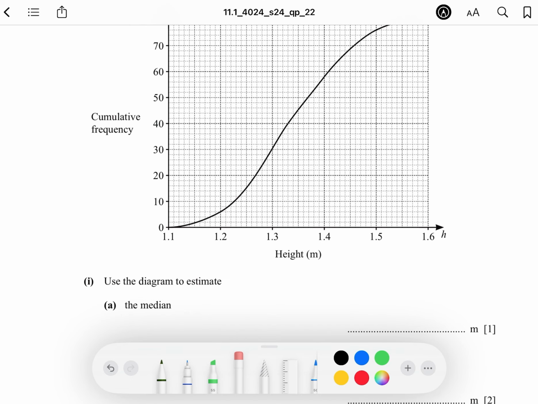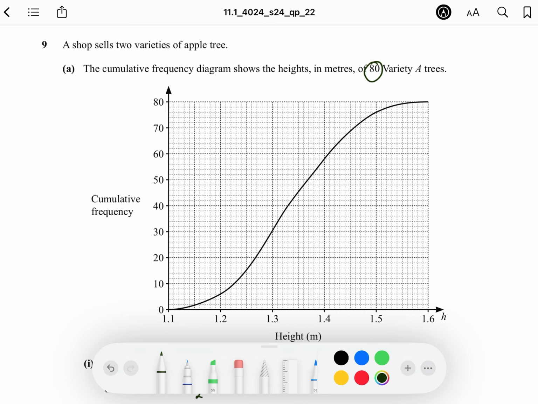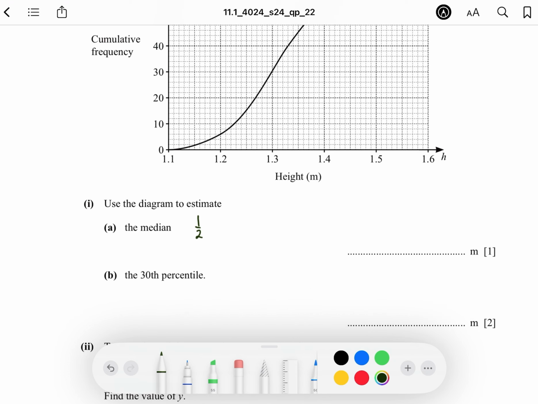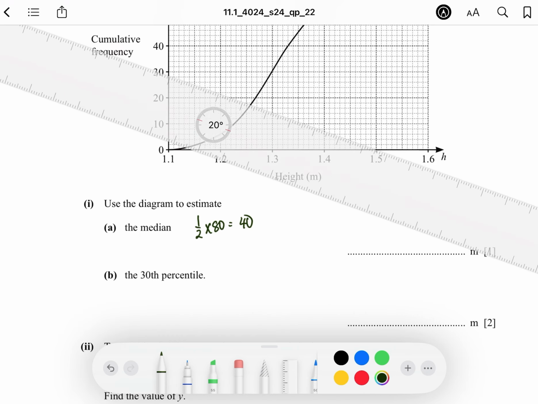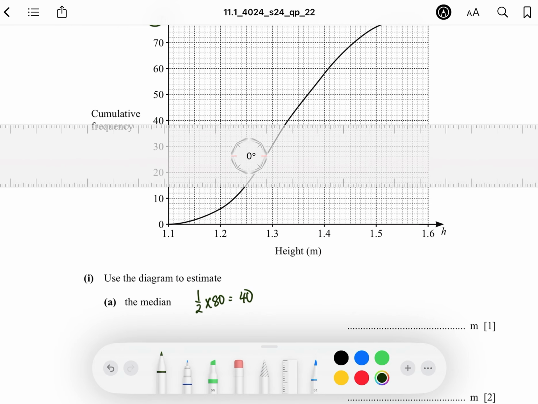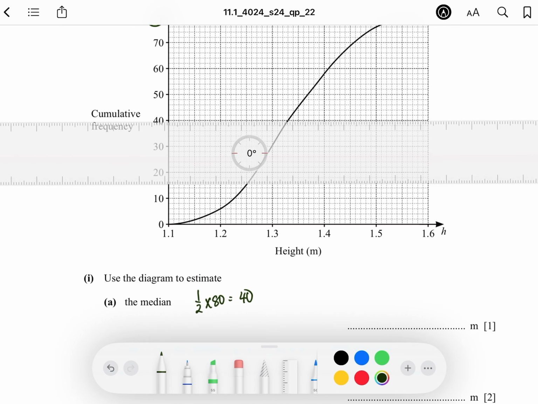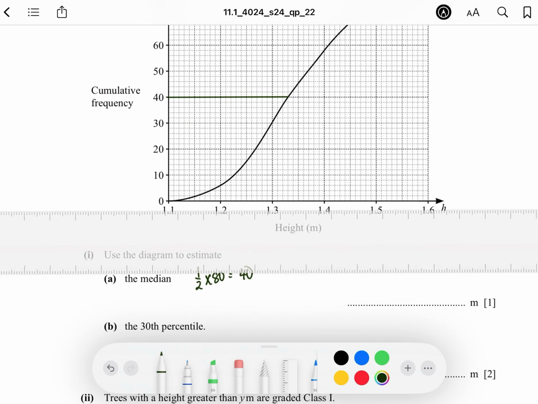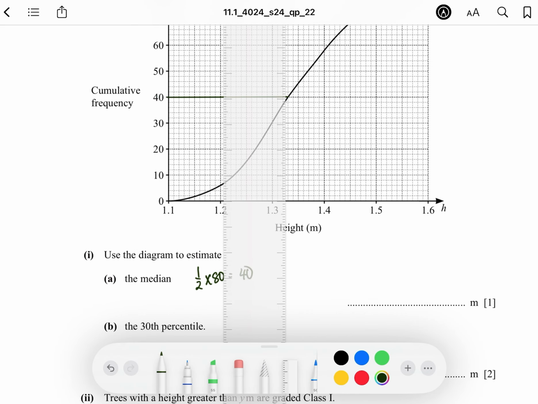So half of what? You need to calculate half of the total frequency, which is 80, which is also the top here. So half times 80 is 40. Use your ruler, identify where 40 is. So that's your 40. And then find the corresponding value of the height. So that will be 1.33.